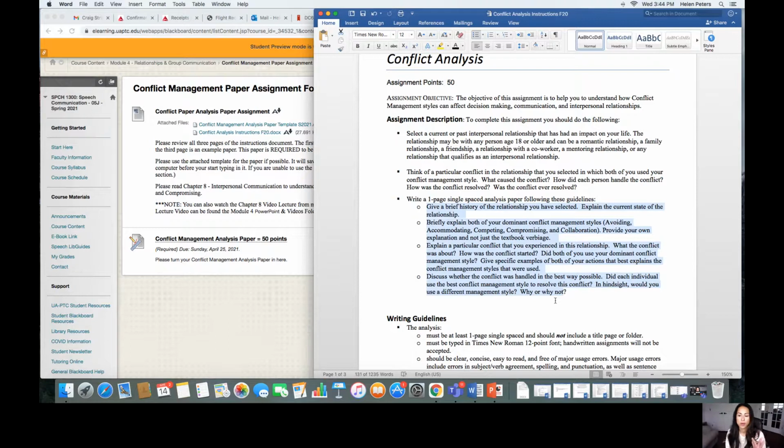Then you're going to talk about both your conflict management style and the other person's usual conflict management style. Now, I understand that we might have different conflict management styles in different situations, depending upon the person or the situation. But for this paper, just talk about, in this isolated conflict, what was your particular conflict management style and what was their conflict management style. And then in the next section, just make sure, because I know some points get taken off when you don't actually mention it.